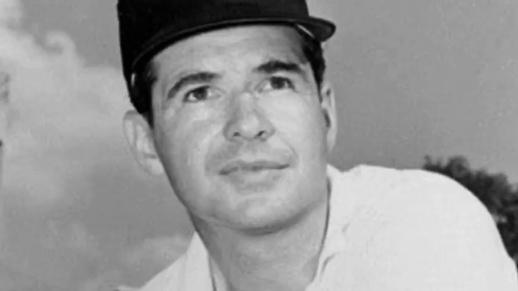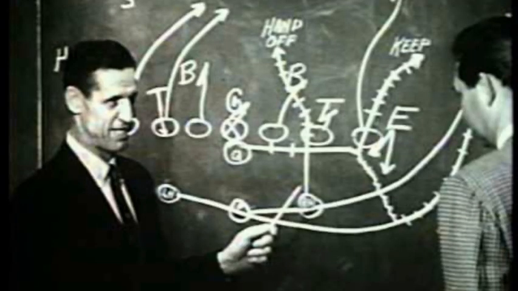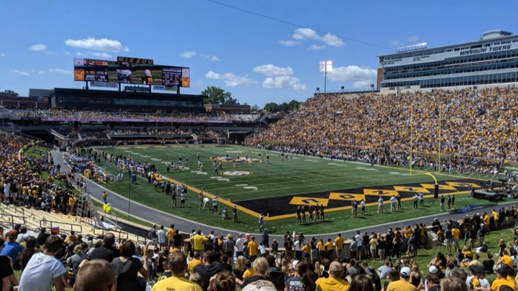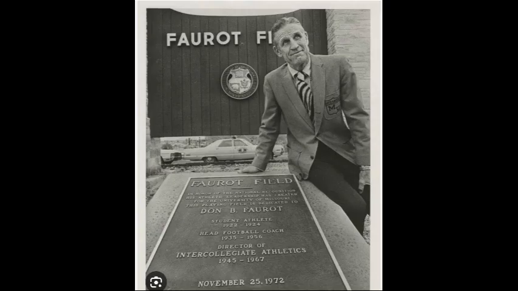As a coach, Faurot stands head and shoulders over all other KU or MU head coaches, with the possible exceptions of Missouri's Dan Devine, who led the Tigers between 1958 and 1970, and the Tigers' Gary Pinkel, who coached at Missouri from 2001 through 2015. Faurot is credited with developing the split T formation and did much to build the Missouri athletic program, spearheading several expansions of the school's football stadium. The playing surface, Faurot Field, is named for Don Faurot.